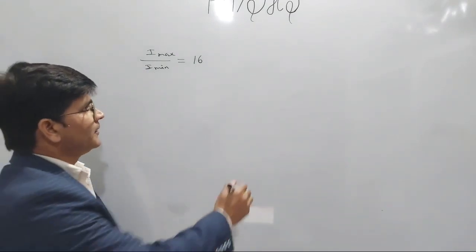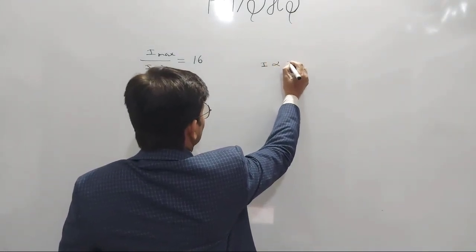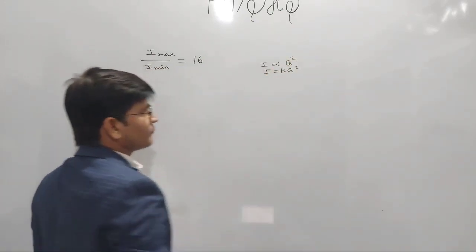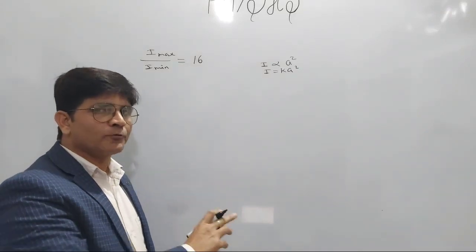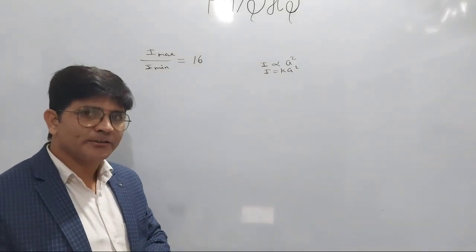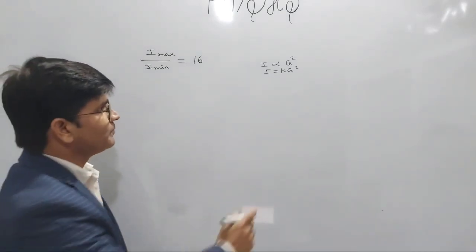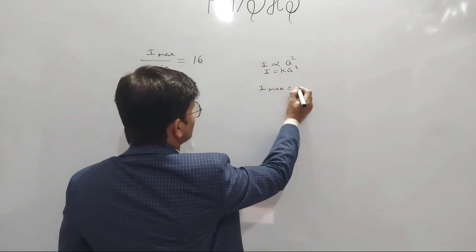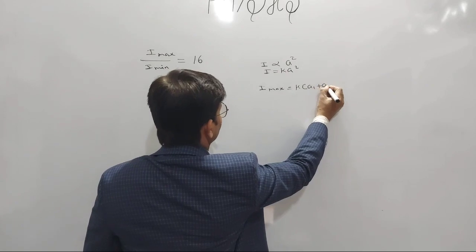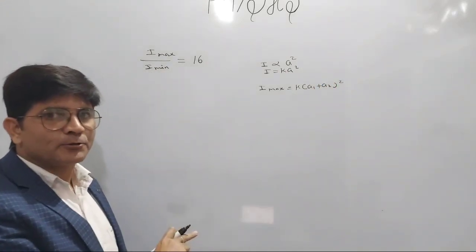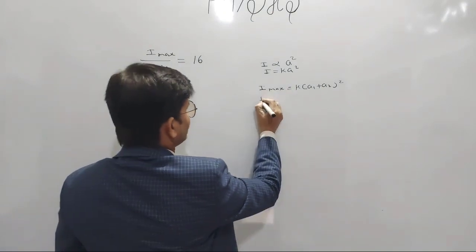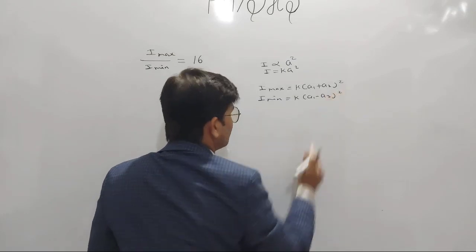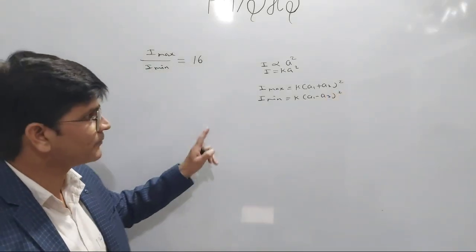In other words, intensity is directly proportional to the square of the amplitude, that can be written as I equals K A squared. For this question, if we consider there are two waves having the intensities I1 and I2, then the resultant maximum intensity must be equal to K (A1 plus A2) whole square. When the amplitude is maximum, the intensity is maximum, and I minimum must be equal to K (A1 minus A2) whole square. When the amplitude is minimum, the intensity is minimum.